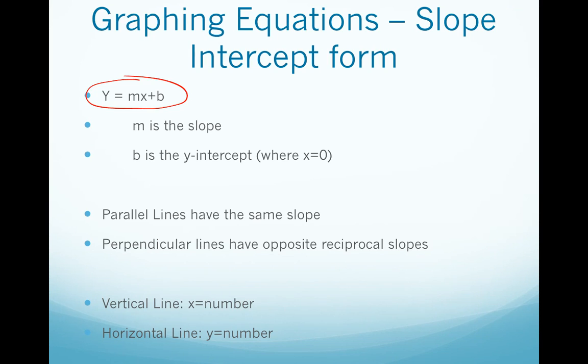Vertical lines are x equals a number because it's telling us that no matter what y is, x is always the same value. And then the same thing with horizontal lines. It's y equals a number because no matter what x is, y is always the same value.